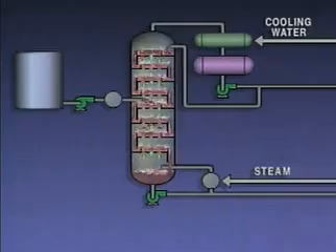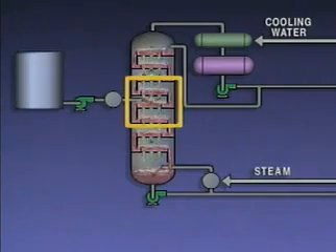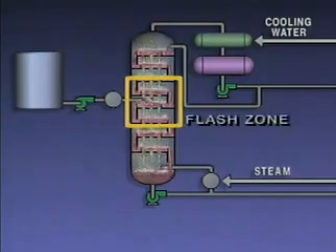Now, not every distillation tower is designed in the exact same way. However, every tower can be divided into three basic sections. The middle section is where the feed enters the tower and part of the feed vaporizes. This vaporization is commonly known as flashing. So this section of the tower is often called the flash zone.